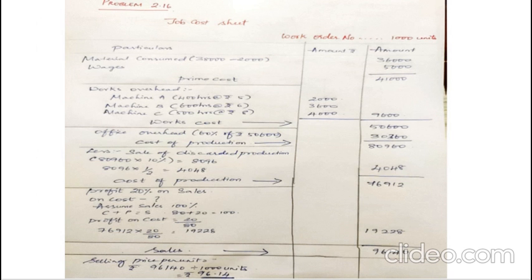You have calculated and found out the overall value. As they have given the number of units and asked you to find the per unit value, you will be finding the per unit value. Selling price per unit is equal to total sales divided by number of units. What is your total sales amount? 96,140 is the amount. 96,140 divided by 1,000 units gives rupees 96.14, which is your answer for this problem.